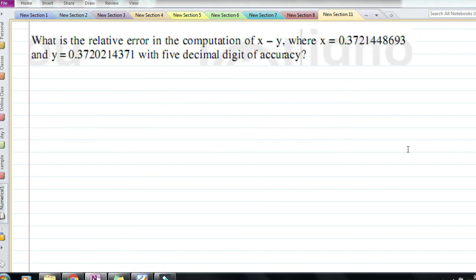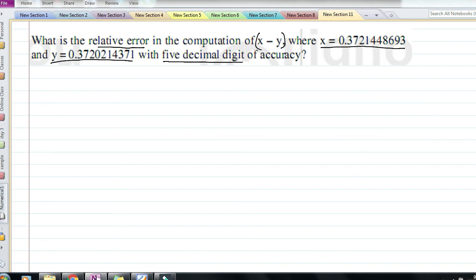Here the x value is given and the y value is given. You are supposed to consider 5 decimal digit accuracy and you have to find x minus y. You need to find the value of x minus y and find the relative error in this calculation. So first we will find the actual value of x minus y, then we will find the approximate value of x minus y, and then we'll find the relative error.